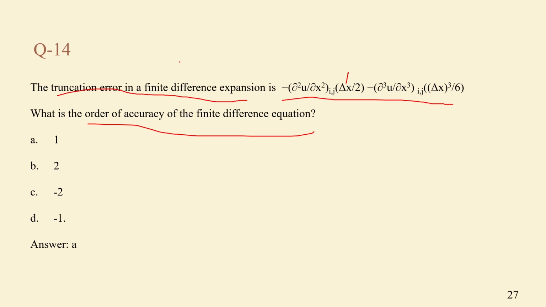The truncation error in a finite difference expansion is given by this. So what is the order of accuracy? The order of accuracy depends on the minimum power of delta x present in the truncation error. So here it is 1. So the answer is option A, 1.